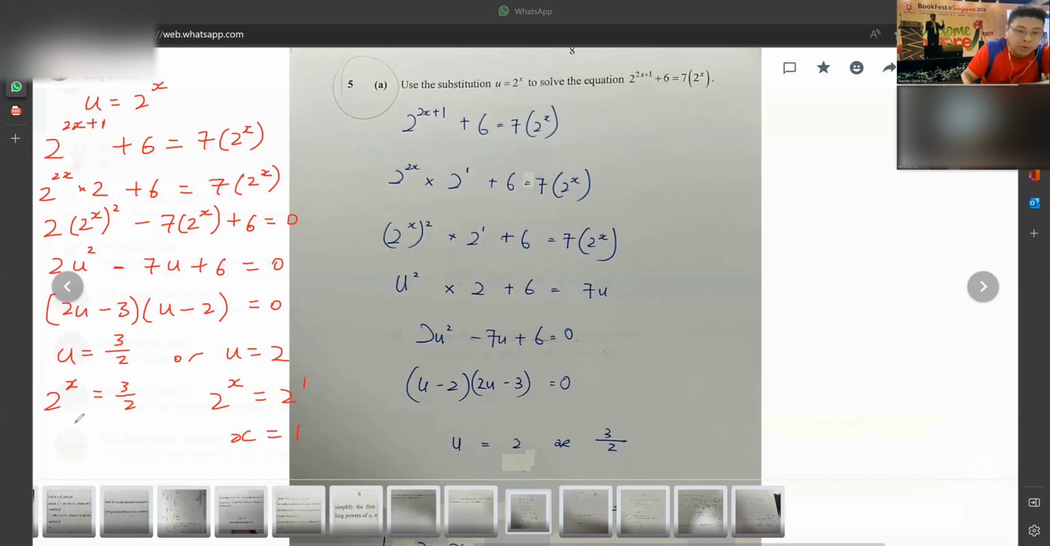Here you have to employ logarithm. So I'm going to take log base 2 on both sides. If there's a power x here, I can bring it down. Imagine log of 3 over 2 to base 2. Log of a fraction is log minus log, correct? Then log 2 base 2 is 1.